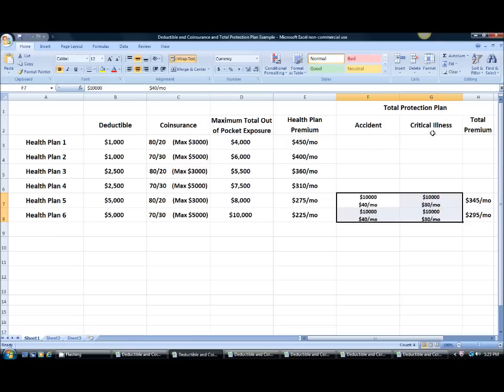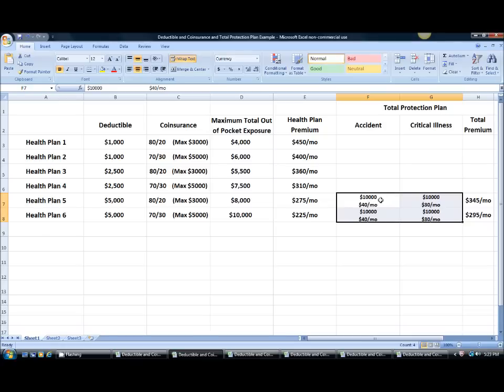Critical illness is being diagnosed with a major life-altering illness like internal cancer, heart attack, stroke, end-stage renal failure, aka kidney failure, Alzheimer's, paralysis, blindness, things like this. So by buying supplemental coverage, accident and critical illness, you're going to protect yourself almost all the time, 83% of the time statistically, from having the out-of-pocket exposure.